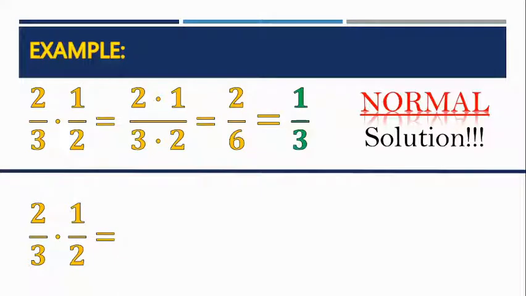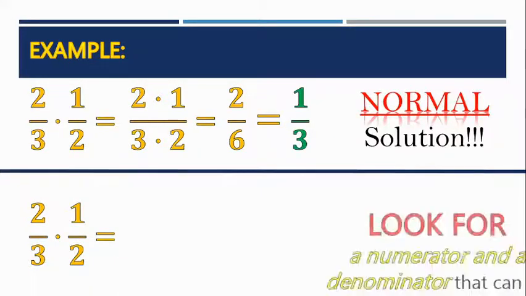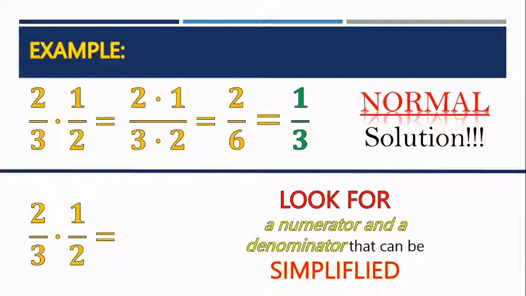In the cross cancellation way, the first step is to simply look for a numerator and a denominator that can be simplified. By looking at the given 2/3 and 1/2, we could see that the numerator 2 of the 2/3 and the denominator 2 of the 1/2 could be simplified because both of them are divisible by 2. Again, I would like to emphasize that it should be one numerator and one denominator. It cannot be the same numerator nor the same denominator.